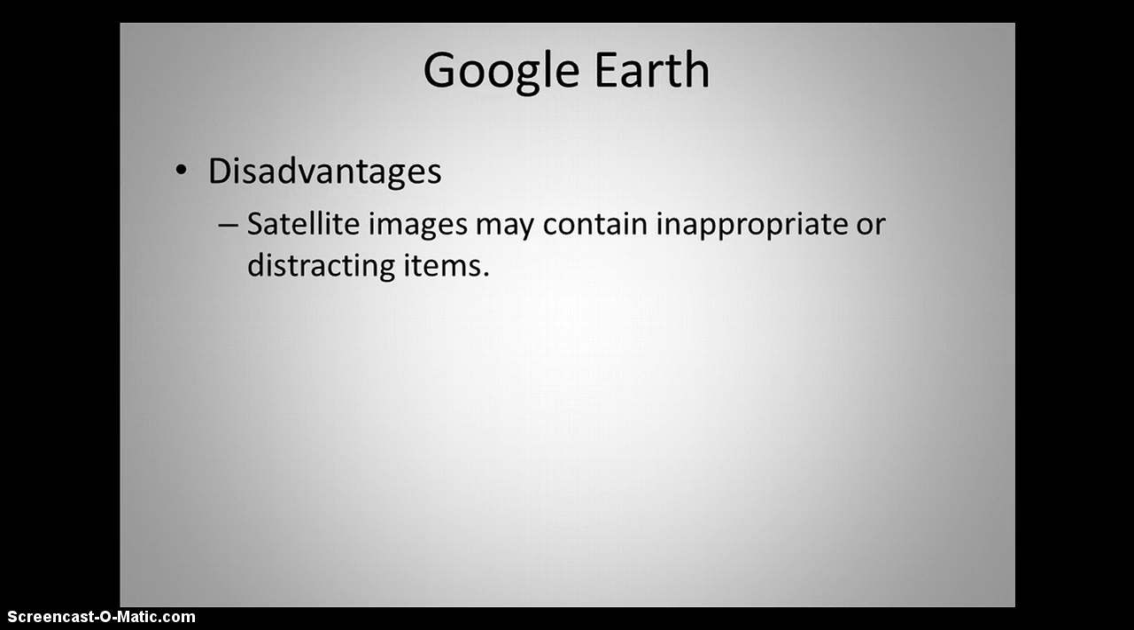One of the disadvantages, however, is that it is made up of satellite images taken at random, so some of them could possibly contain inappropriate images or distracting items. It could accidentally capture a car accident, which would distract a student from whatever it is that you want them to be looking at, and they may focus on that, but that's not that much of a disadvantage for you. Let's go ahead and open up Google Earth now.